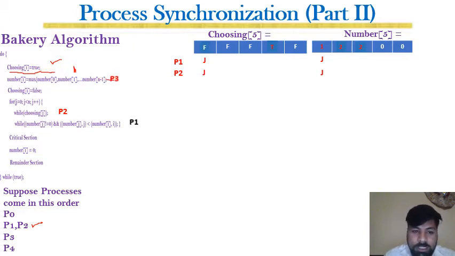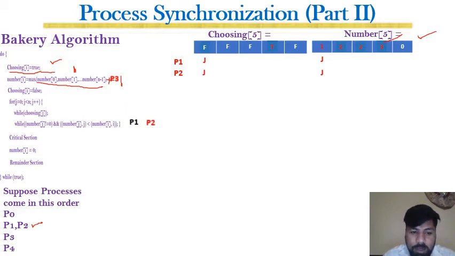Now P3 proceeds to another step in which it first finds the maximum number that exists in the array. And now you can see in this number array, the maximum number is 2. So 2 plus 1 is equal to 3, and 3 will be inserted in the third location, 0, 1, 2 and third. So 3 is being added at this location.